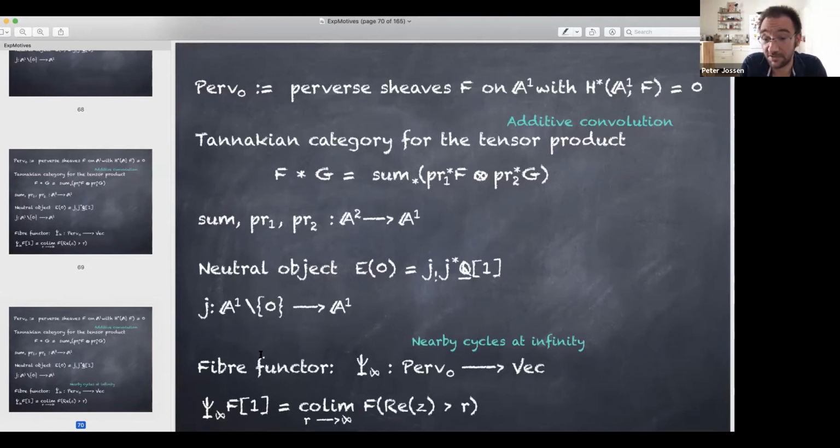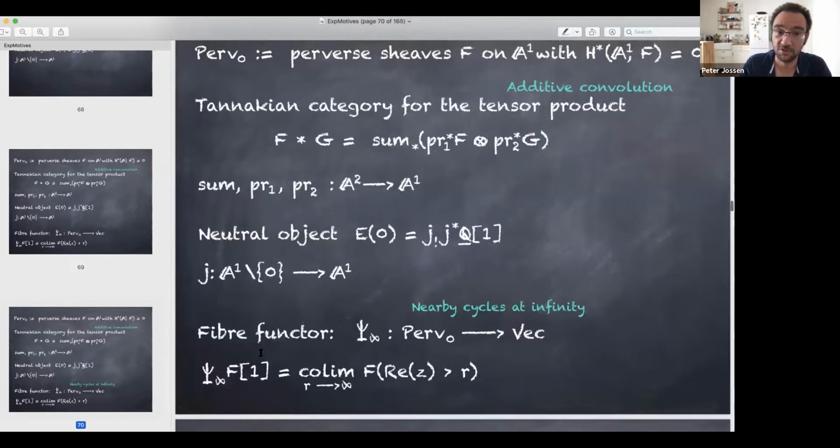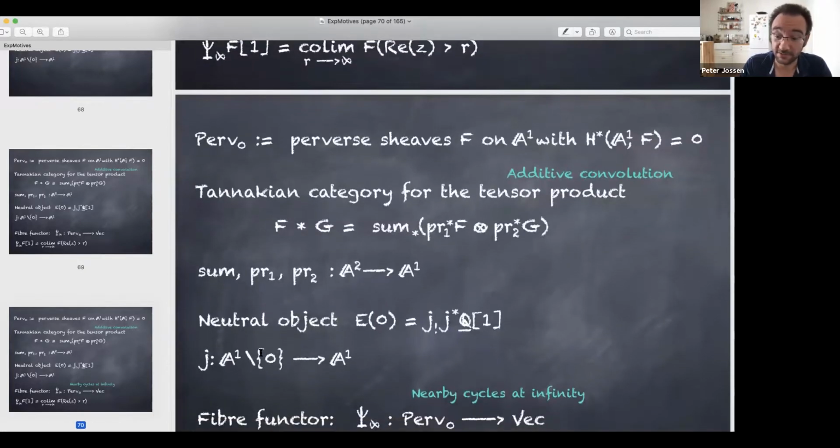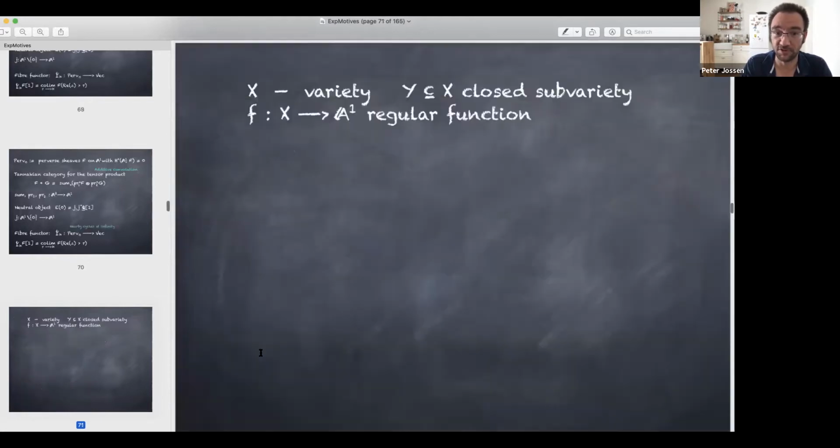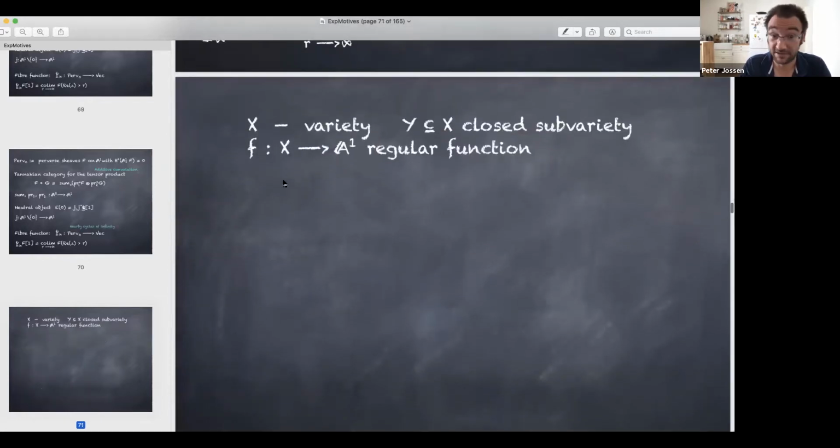It's called the nearby cycles functor at infinity. And that's a standard thing to do with perverse sheaves. Okay, so this category Perv_0 is my target for a new cohomology theory for varieties X, Y, and the function f. So let me construct this.